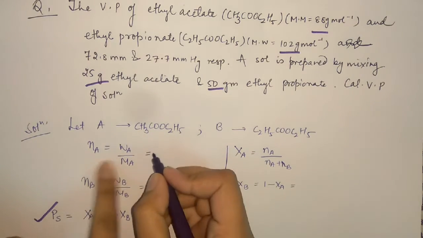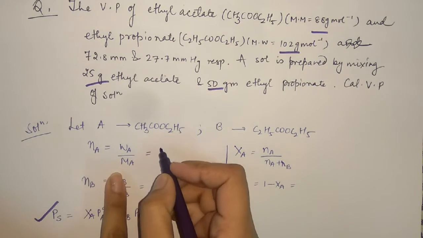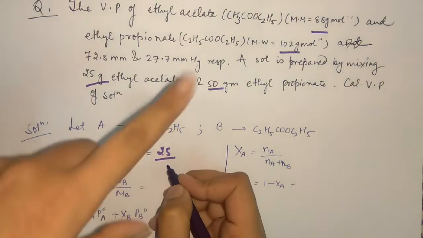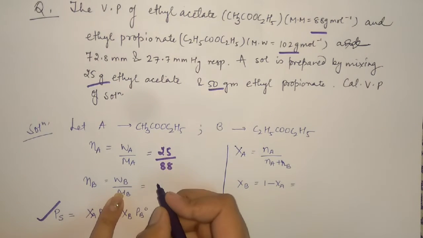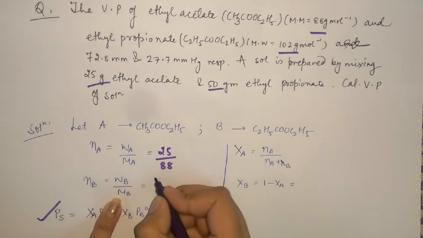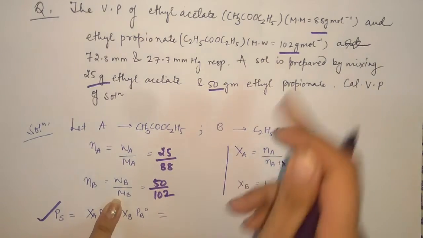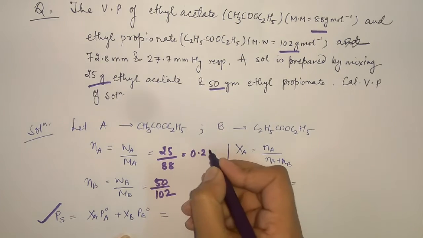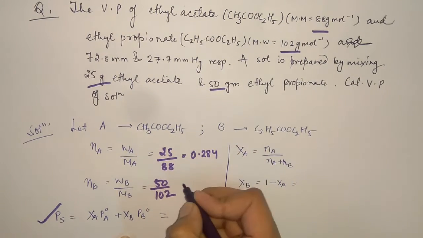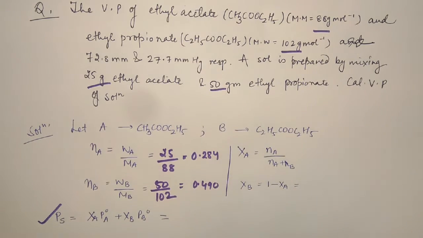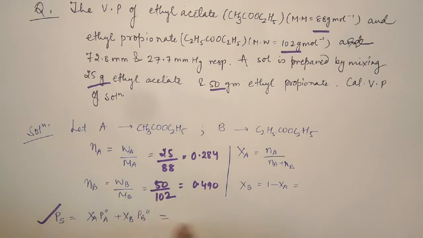So number of moles of A, that is CH3COOC2H5, is WA, the given weight. What is the given weight? 25 grams upon molecular weight, which is also given. What is the molecular weight? It is 88 grams, so 25 upon 88. And similarly for NB, given weight 50 grams divided by 102. This is all given. So when you divide, you will get 0.284 and this will come out to be 0.49. Right? So you can easily divide the two and calculate.